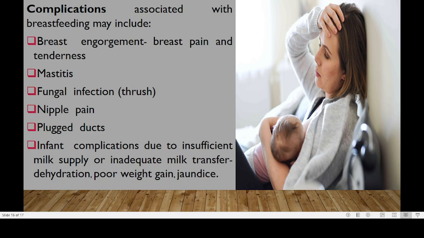Well, there are some complications associated with breastfeeding. One of the most common is breast engorgement, characterized by breast pain and tenderness. We also have inflammation resulting in mastitis, fungal infection like thrush, nipple pain, plugged ducts, and infant complications due to insufficient milk supply or inadequate milk transfer, like dehydration, poor weight gain, and jaundice.